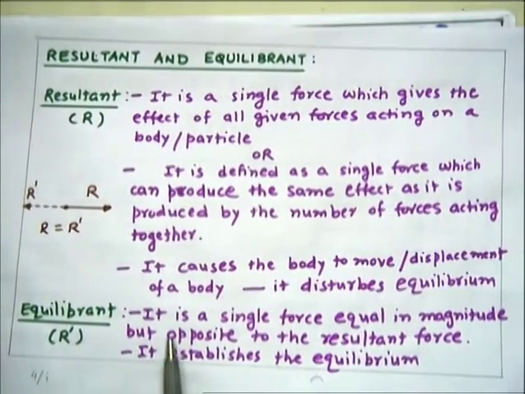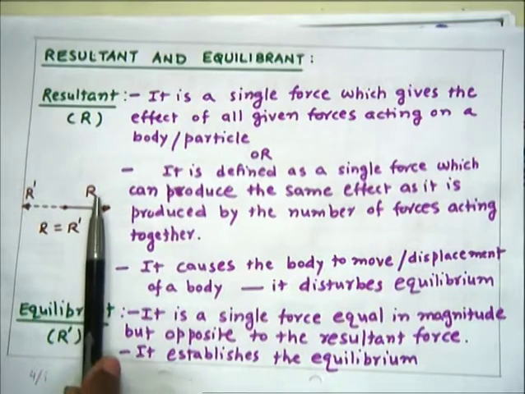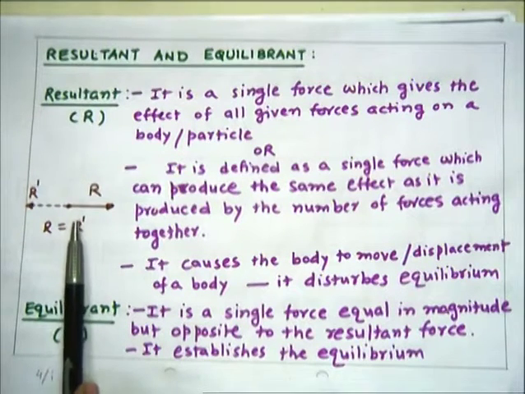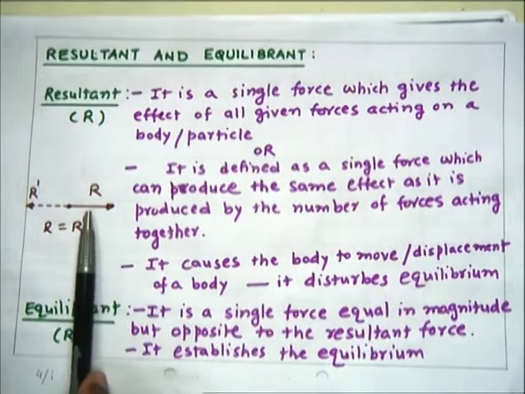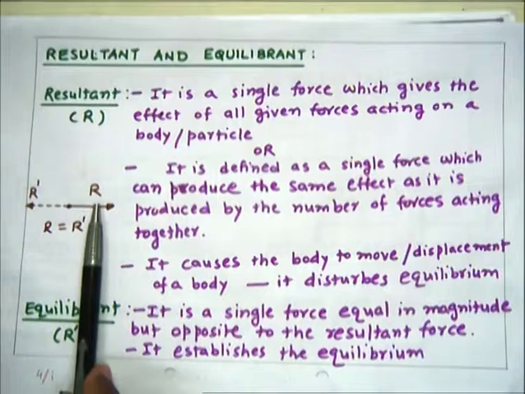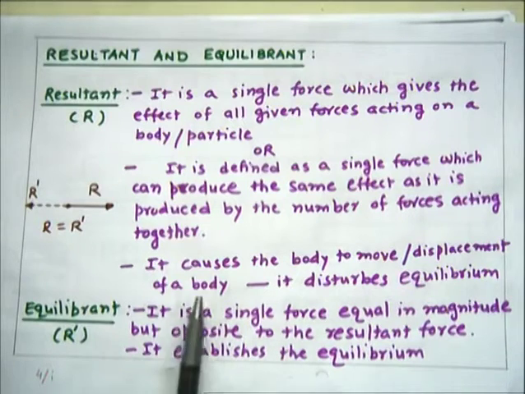Then equilibrium force is a single force equal in magnitude but opposite to the resultant force. So if the resultant is R, then the equilibrium force is exactly equal to R but opposite in direction to R. So R is equal to R dash, and the line of the resultant and equilibrium force is the same but their nature is opposite. So the equilibrium force establishes the equilibrium. The resultant disturbs the equilibrium, while the equilibrium force establishes the equilibrium.